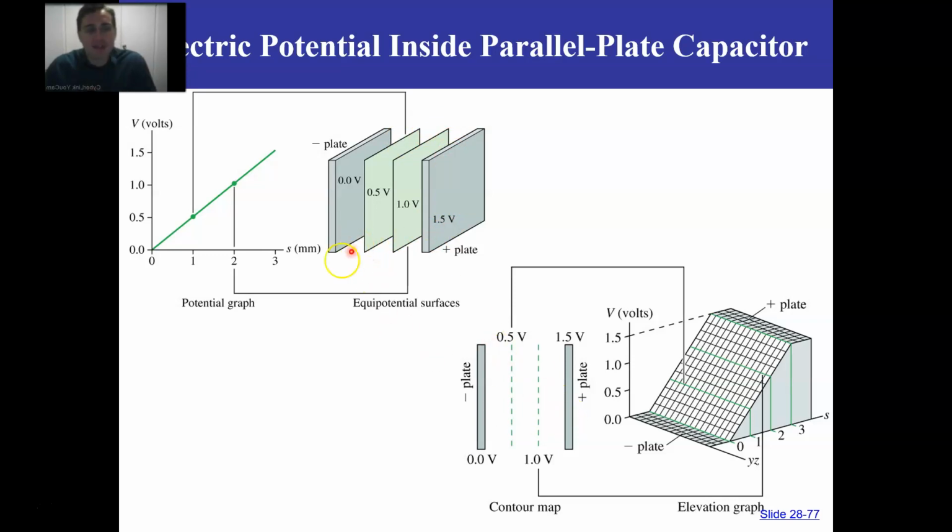Another way to depict this is not with a graph or with three-dimensional planes, but in a single top-down view where each plate is shown here and then dashed equipotential lines are shown. And then a third way even to define that is to show maybe voltage on a surface, and then S is between the plates, but then as you go side to side, that shows the width of the plate. Okay, so there's lots of ways: potential graph, equipotential surfaces, contour map, or an elevation graph.